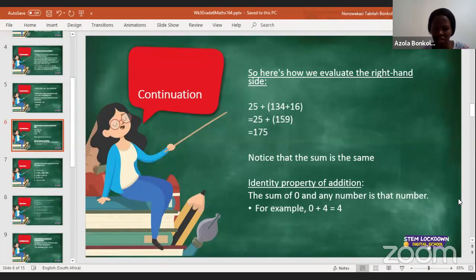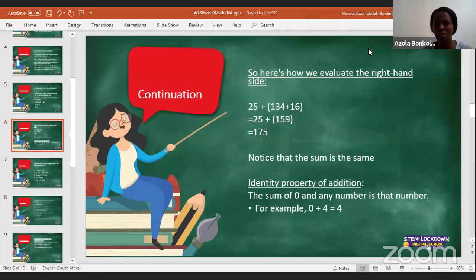What do we mean by that? What do we mean when we say the sum of 0 and any number is that number? Okay. No, I'm not asking you guys at the moment. I'm just explaining. I'll have the questions right after this slide. I just want to explain to you first, and then let me take the answers from those who want to give us a try.